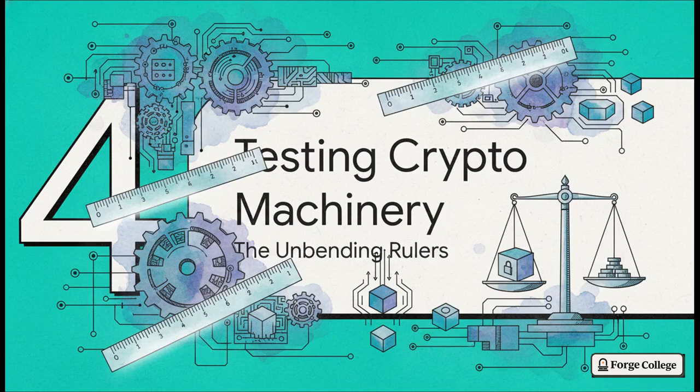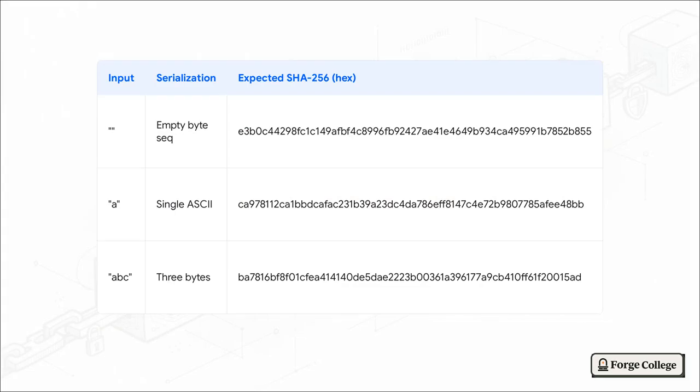Part 4. Testing your cryptographic machinery. The unbending rulers. You know, in cryptography, we don't just write code, cross our fingers, and hope it works. Nope, we use test vectors. Think of them as the standard weights and measures for our newly built machine. Now, what's really interesting about this is how these explicit vectors act as the undeniable source of truth.